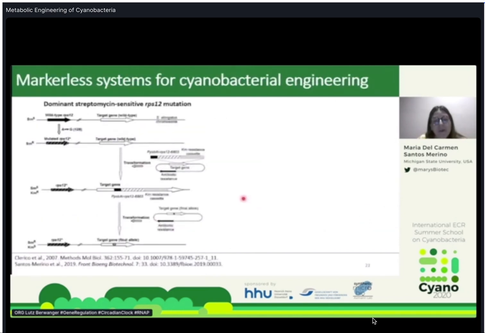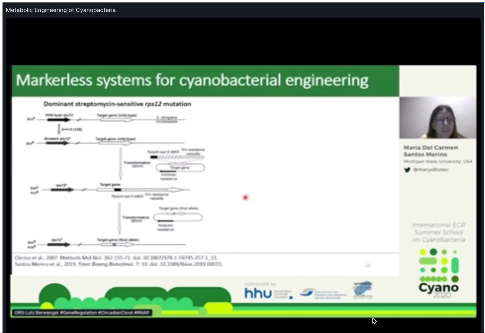One of the main problems when we want to introduce modifications in the genome of cyanobacteria is the number of antibiotic resistances that we can use. Because the more modifications, the more antibiotic resistances we need to introduce in the chromosome. That also could be a burden for the cell. Or to increase the number of modifications that we can perform.